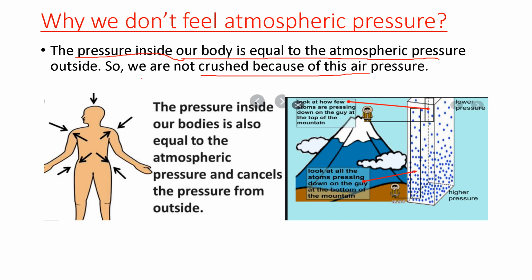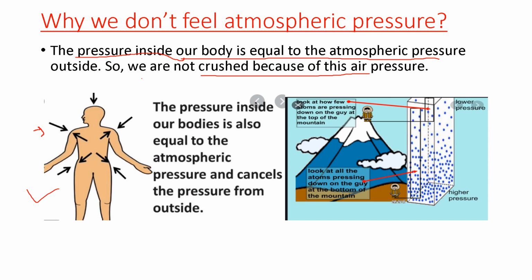Okay, in this figure we can see that these arrows are showing the atmospheric pressure, while the arrows shown inside the body are showing the pressure applied by our body, which counters the atmospheric pressure. Now both the atmospheric pressure and the pressure applied by our body are equal when we are on the surface of the earth or near to the surface.